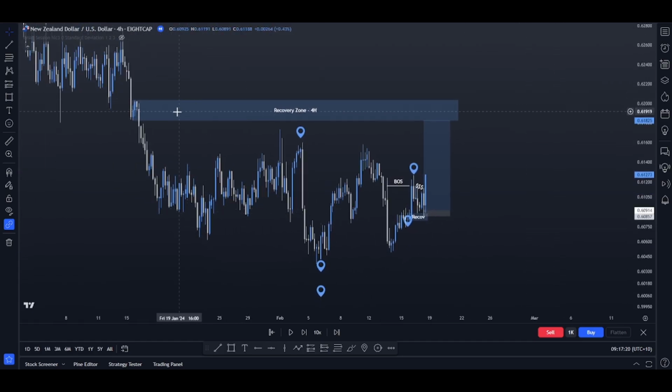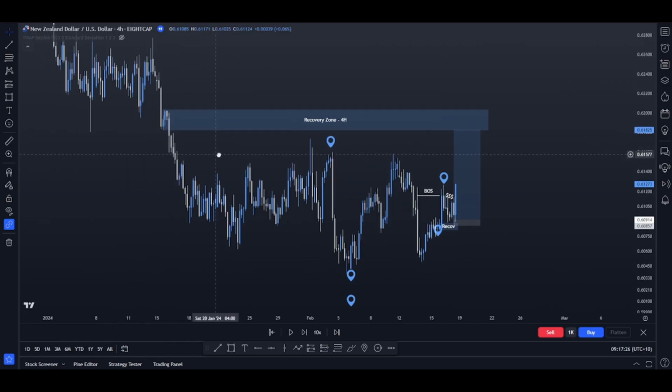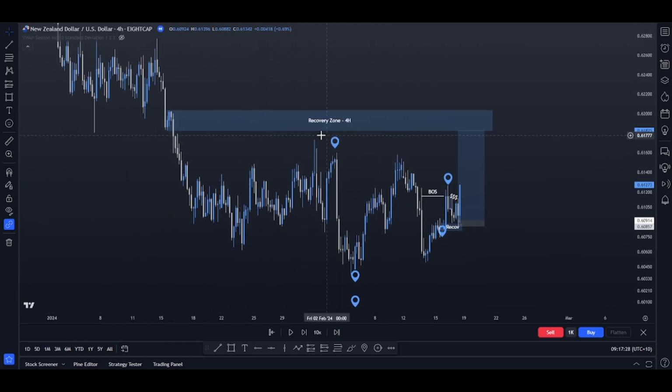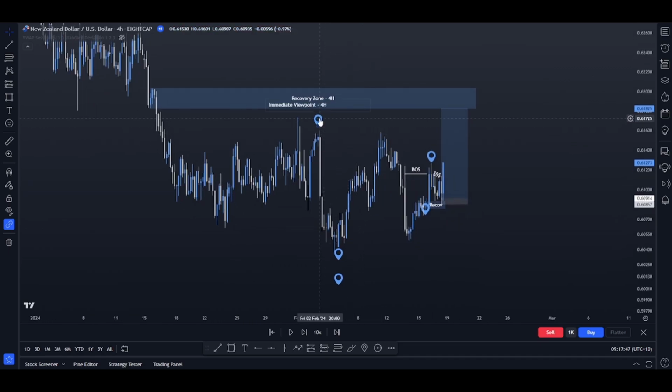Now on the 4-hour time frame, I have marked this 4-hour recovery zone to the left here. Again, another perfect example, a large amount of liquidity sitting just beneath this recovery zone. A perfect place for market makers, for institutions to target. They'll fill their orders as well as taking out a lot of the liquidity sitting there. So this is the 4-hour immediate viewpoint, the bearish immediate viewpoint. Price is a little bit choppy in between this internal structure here.